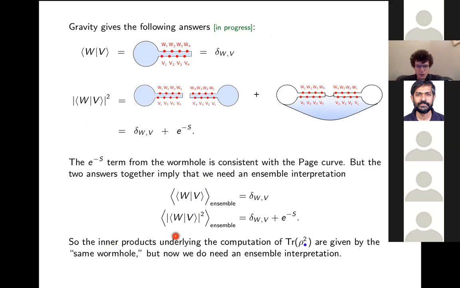Okay, so this computation of the density matrix is using the same wormhole as for the Renyi entropy, but now it requires an ensemble interpretation. This is what I claimed at the beginning: gravity is too simple to describe the actual complicated density matrix. When you ask it not just about the entropy but about the density matrix itself, it gives you the answer for an ensemble. So it's a type of cheating.